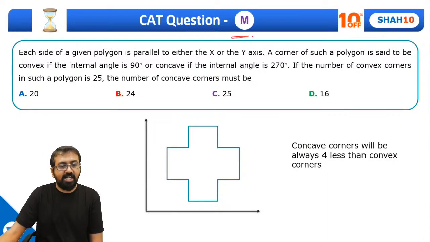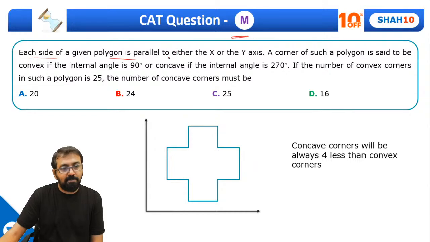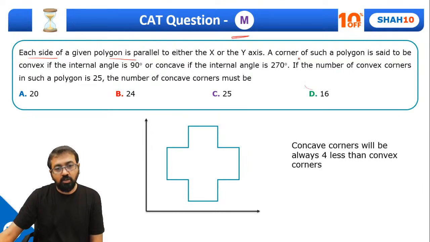This is again a CAT question. You just have to understand the polygon. Each side of a given polygon, meaning any polygon, is parallel to either the x or y axis. A corner of such a polygon is said to be convex if the internal angle is 90 degrees, or concave if the internal angle is 270 degrees.